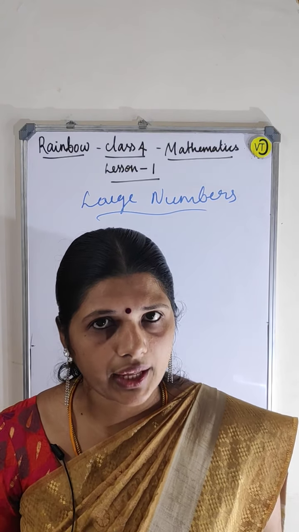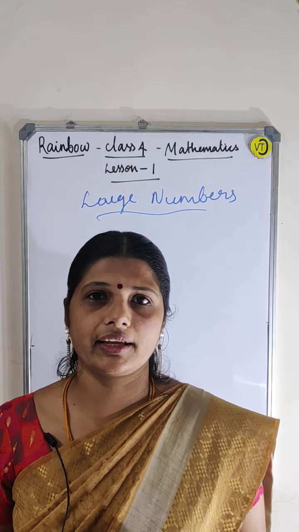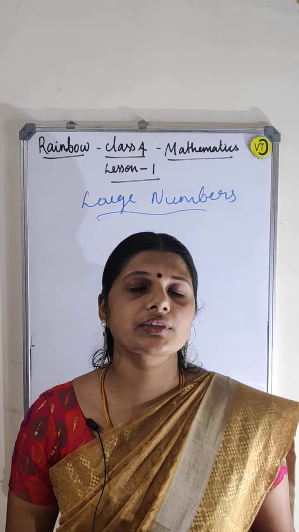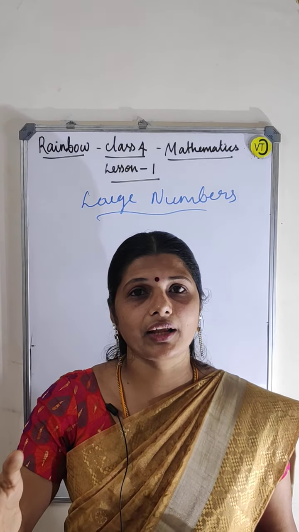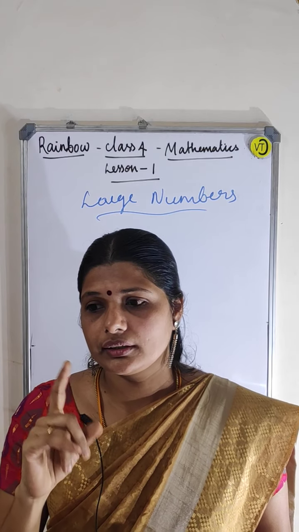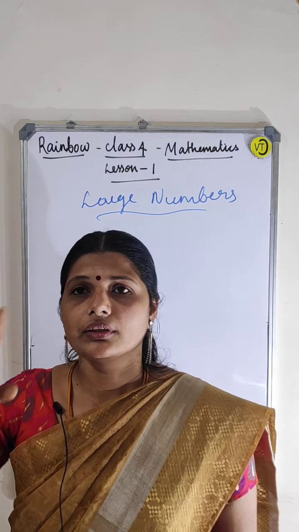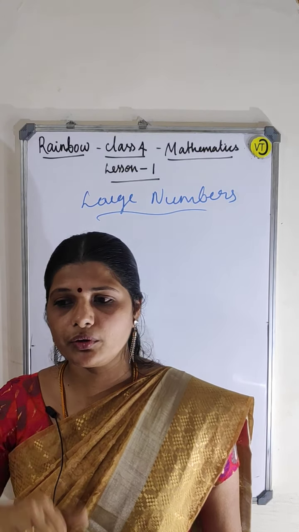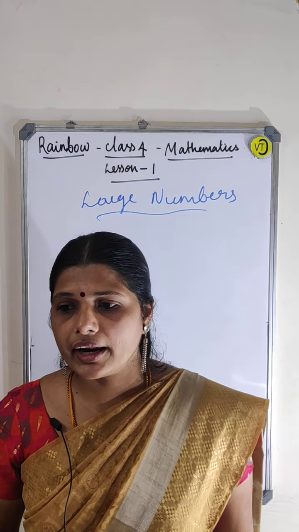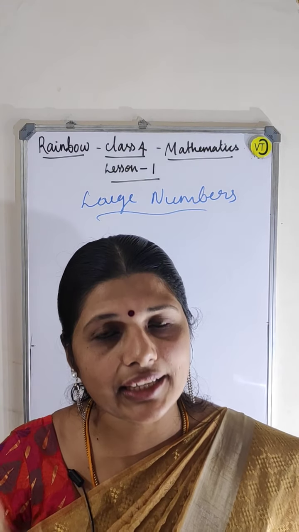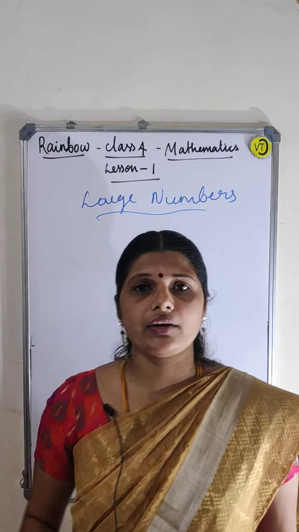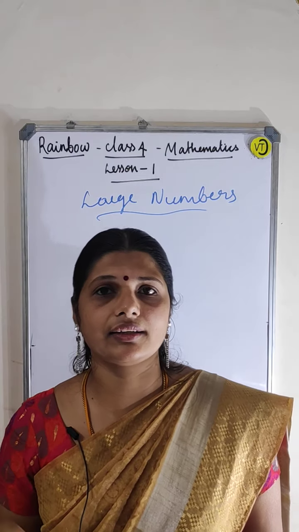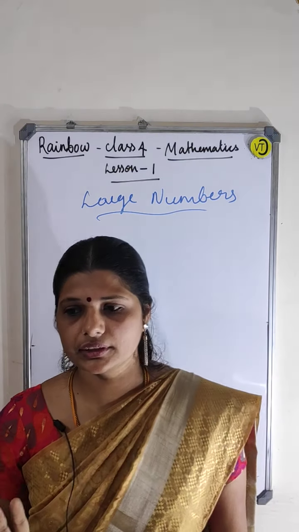2,83,408. What is the successor of this number? 2,83,409. You are adding plus 1. 8 plus 1 is 9. So, 2,83,409. One more number I will give: 4,80,299. How do you do it? You add plus 1 to that. 4,80,300. Right? It is 300.